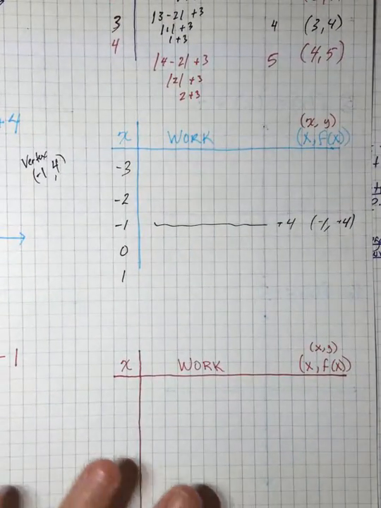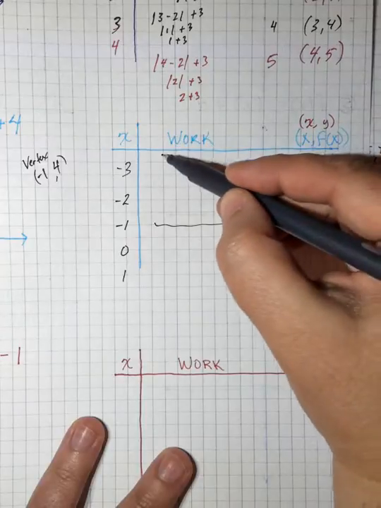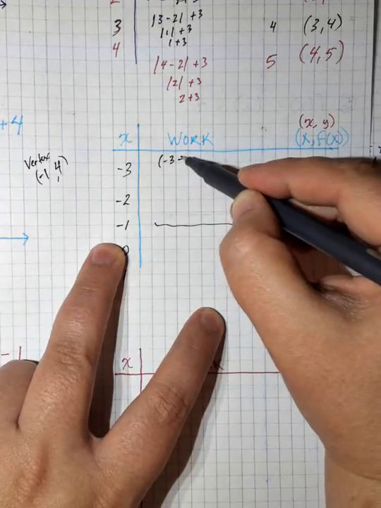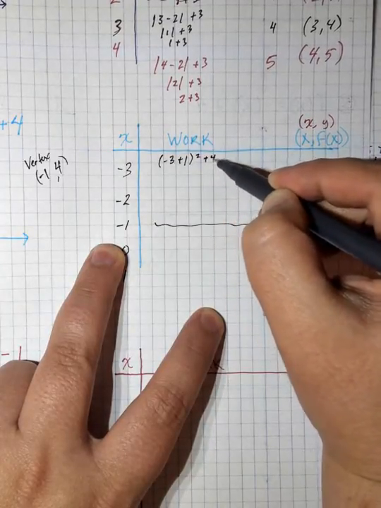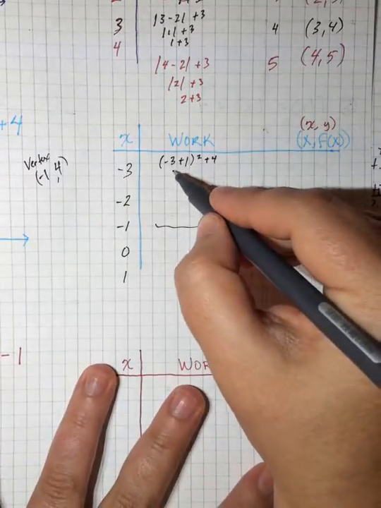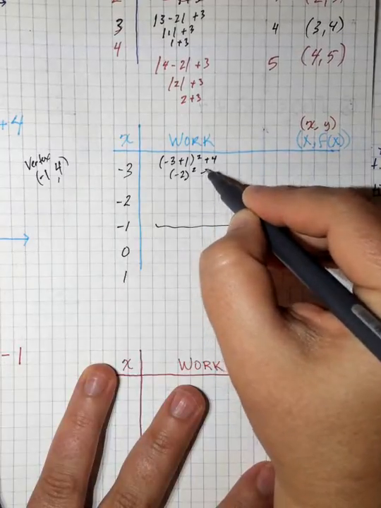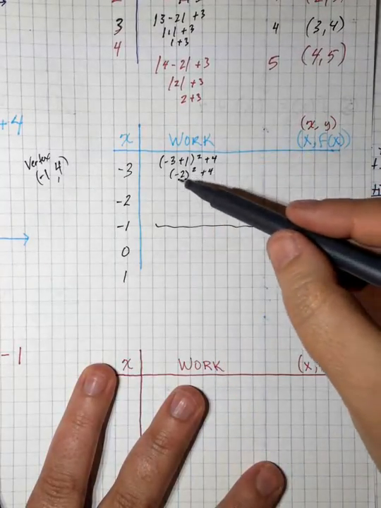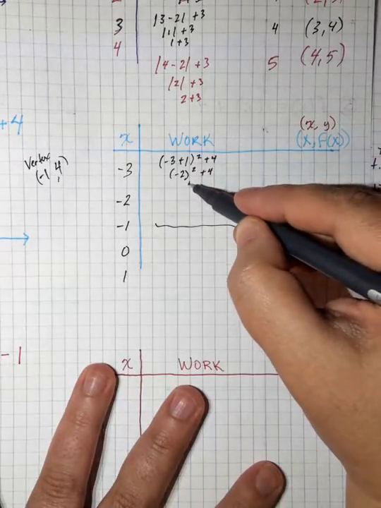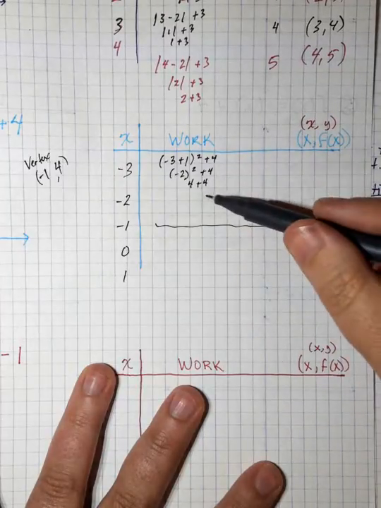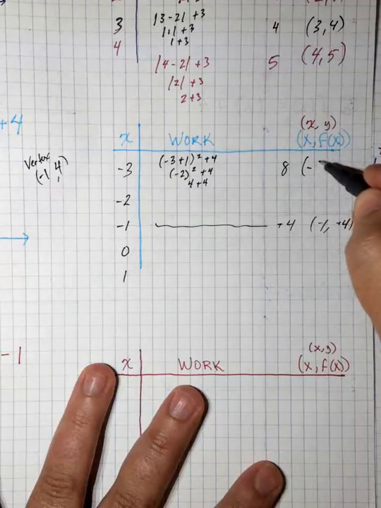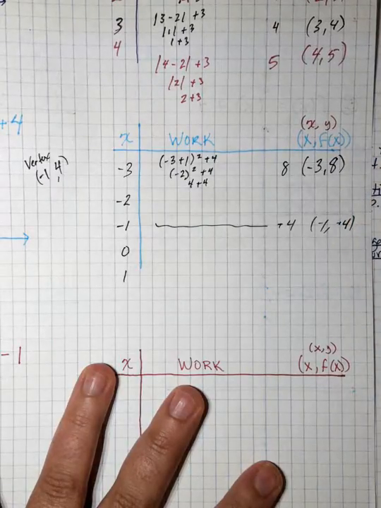So here we go. If I plug in my negative 3, I'm going to take my function, and in place of x, I plug in negative 3, and then I follow PEMDAS. PEMDAS says to do inside parentheses first. So negative 3 plus 1 is a negative 2. Then PEMDAS says to square. Negative 2 squared, watch your signs. Negative times a negative is a positive, so I should get a positive 4. And then I can add or subtract. In this case, 4 plus 4 would give me an 8. So my next ordered pair will be negative 3, positive 8.